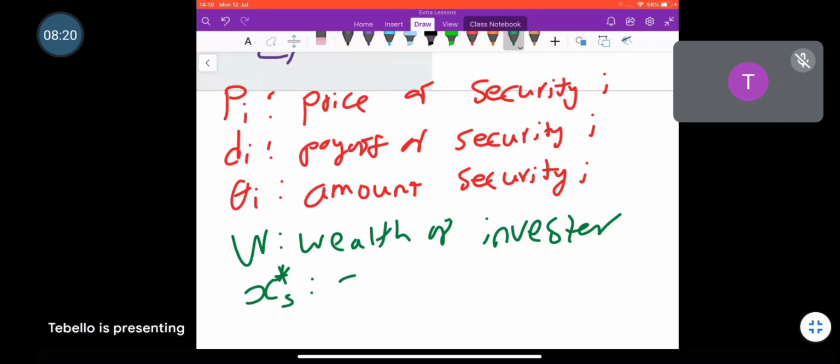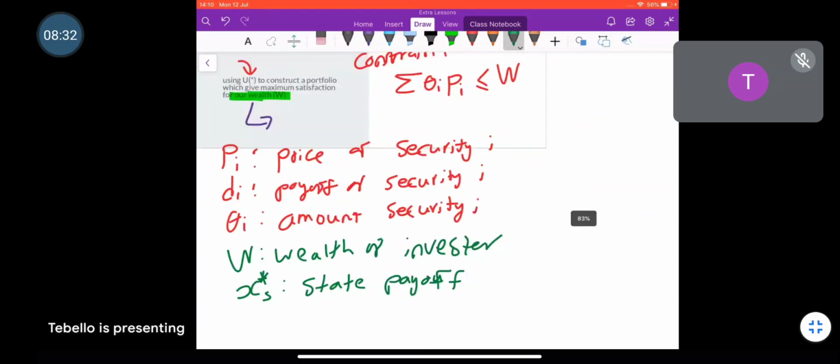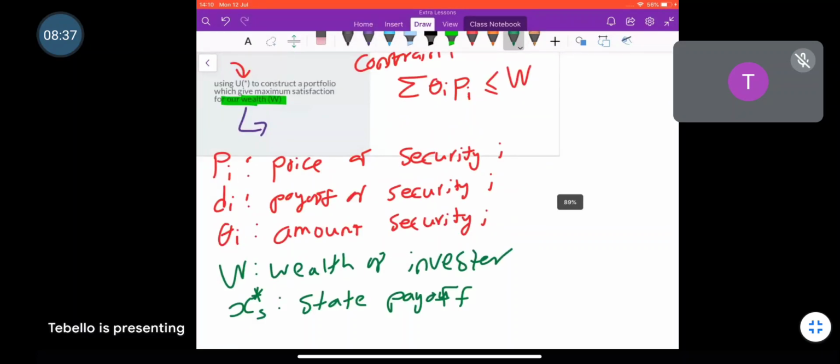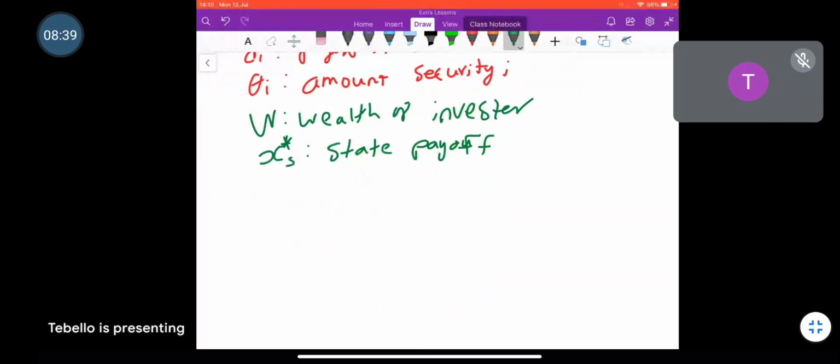You can say state payoffs. You can say payoff, payout. So it's fine. So anyway, to explain more on state payoffs, if we are in a world that has two states, right? So let's say maybe you have state 1 and state 2.